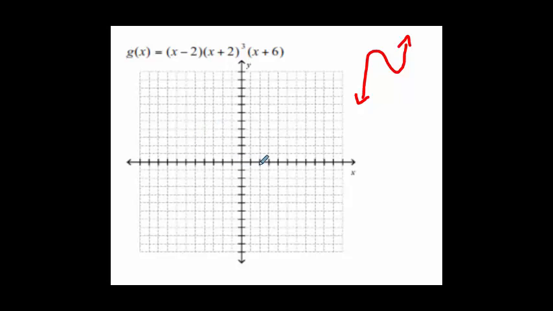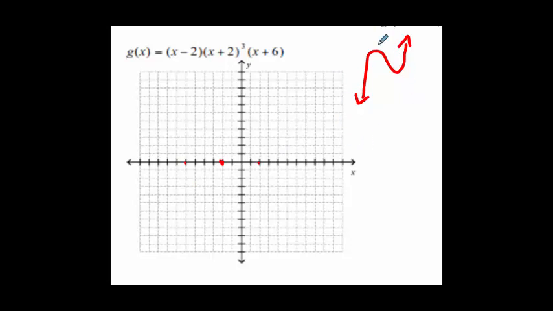I'm gonna go through and put a root at positive 2. So there's our positive 2. I'm gonna put a root at negative 2. Notice that's got a cube on it. So make that a little bigger to remind me that that's my triple root. So we're going to have to do something special there. And then we have a root at negative 6. It's just another single root. 3, 4, 5. There's negative 6.